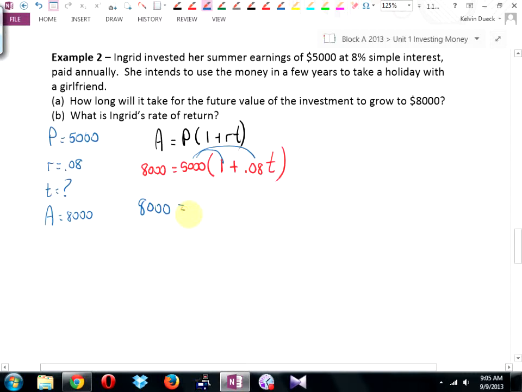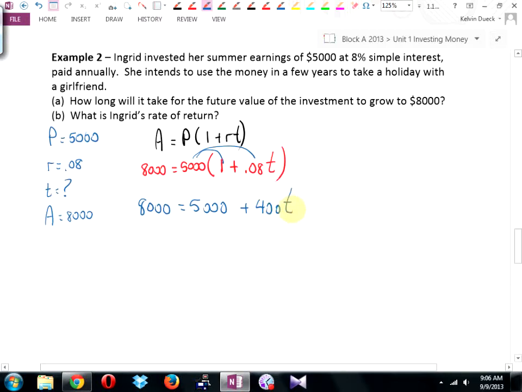8,000 equals, I'm going to pretend I can go 5,000 times 1 in my head. Seb, what's 5,000 times 1 in your head, for the love of God, please? Thank you for not letting me down. Plus, and then it's going to be 5,000 times 0.08, which I think is 40. Double check me. Or 400. 400. I was off by a 0. Terrible.